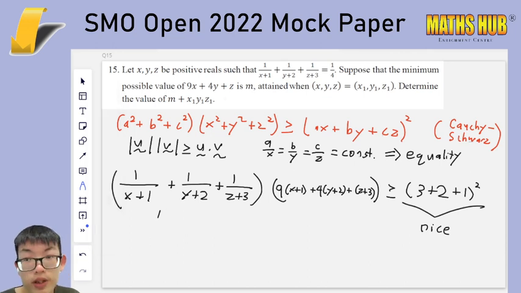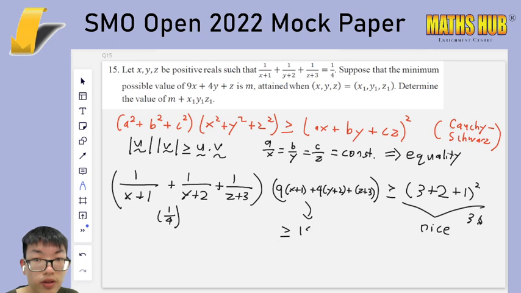So this is 1/4, the given. This is 6 squared, this is 36. So we will get this to be at least 36 times 4, which is 144. We have got all these constants, so plus 9, plus 8, plus 3 is plus 20. So therefore, the minimum value, m, is 124.